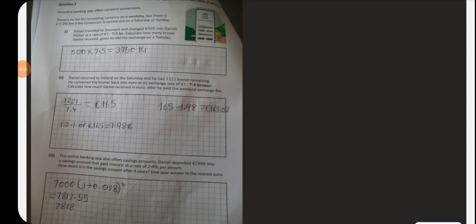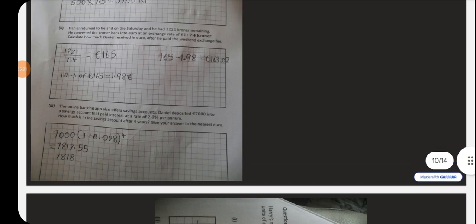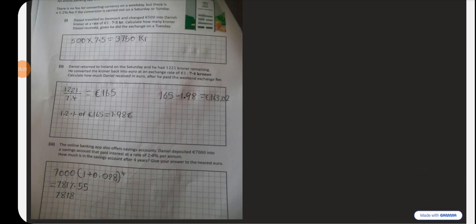And since 1.2% is a fee of the conversion carried out on a weekday, you do that, multiply by €165, which is €1.98, and you take away €165 minus €1.98 to get €163.02. The online banking app offers savings accounts.